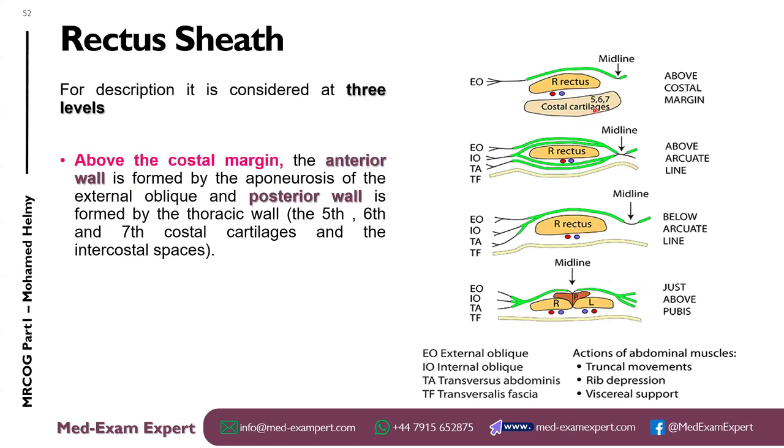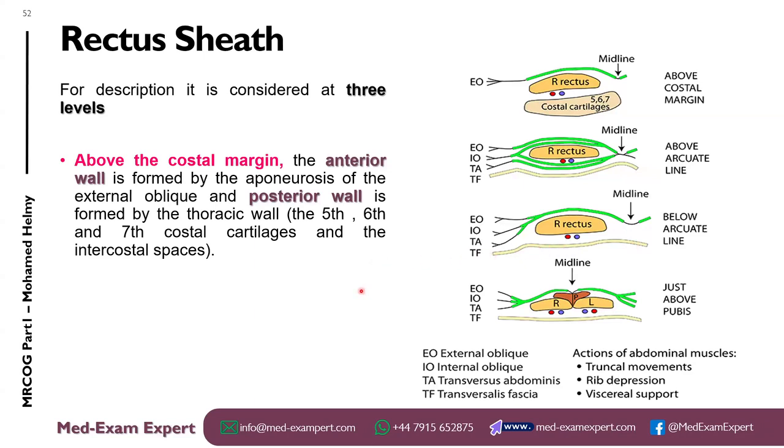Above the costal margin, the anterior wall is formed by the aponeurosis of the external oblique muscle, and posteriorly we have the costal cartilages only. From the costal margin to the arcuate line, the sheath is formed anteriorly by the external oblique and the anterior lamina of the internal oblique aponeurosis, and posteriorly by the posterior lamina of the internal oblique and the transversus abdominis aponeurosis. Below the arcuate line, it is formed anteriorly by the aponeurosis of all three muscles, and posteriorly there is only the transversalis fascia.